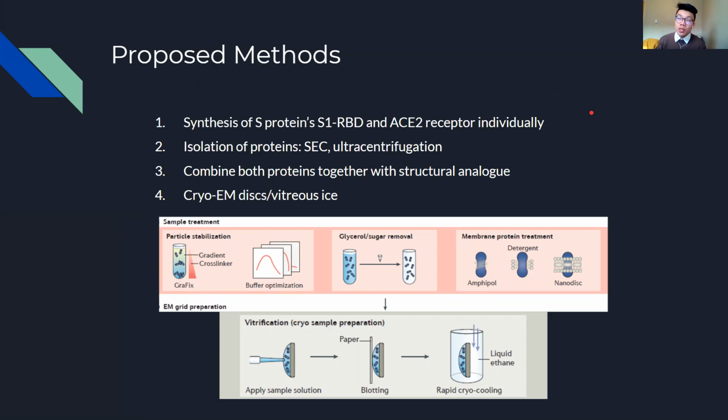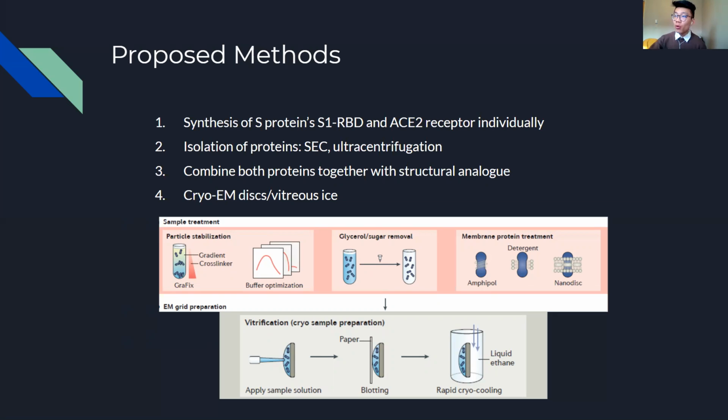First, I will begin by synthesizing the S protein's S1 receptor binding domain and the ACE2 receptor individually. From there, I will isolate these proteins using different techniques such as size exclusion chromatography and ultracentrifugation. Then I will combine these proteins together along with the structural analog of interest, either Vaticanol C or Vitazin A, and allow them to incubate and form the conformation that will, hopefully, show the inhibitory effects of this structural analog.